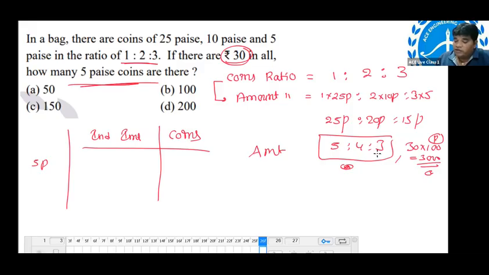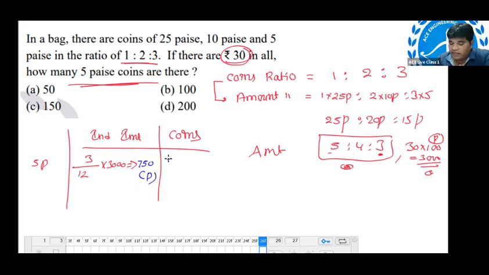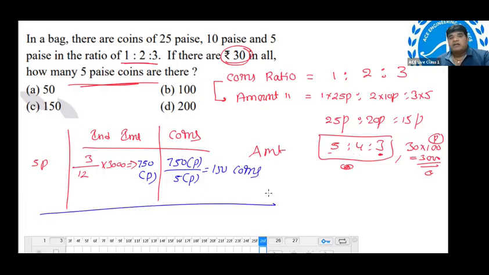So the amount of 5 paisa is 3 by 12 into 3000. Simplify, tell me, Pavan. 750 paisa. Each coin is worth 5 paisa, so how many 5 paisa coins? 150 coins we are getting. Yes, sir. Okay, completed, friends.